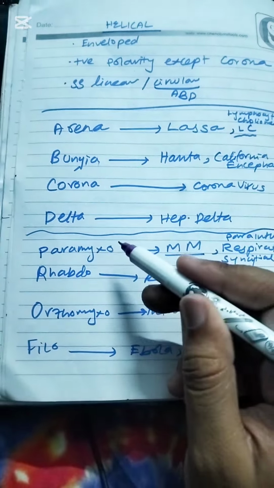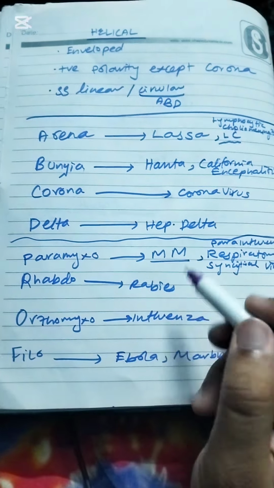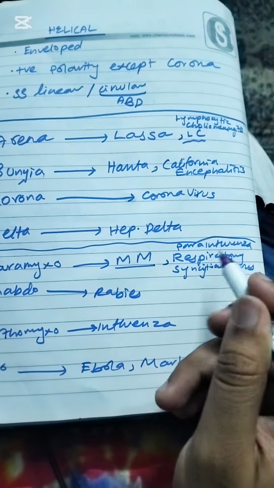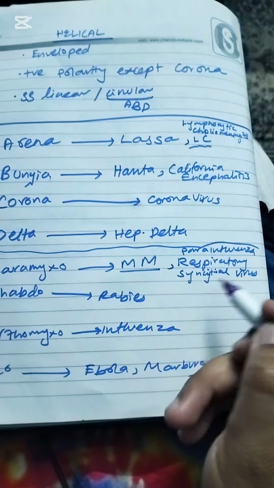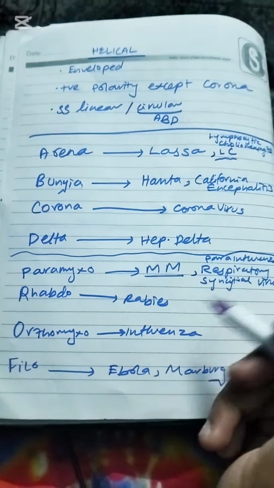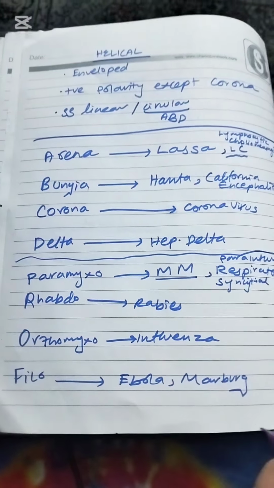Now let's talk about the PROF viruses. Paramyxovirus is going to cause very famous viruses, which are MM, measles and mumps, and also parainfluenza and RSV, or respiratory syncytial virus. Just remember MMR, okay? And rhabdo is going to cause rabies, orthomyxo is going to cause influenza, and filo is going to cause Ebola and Marburg.